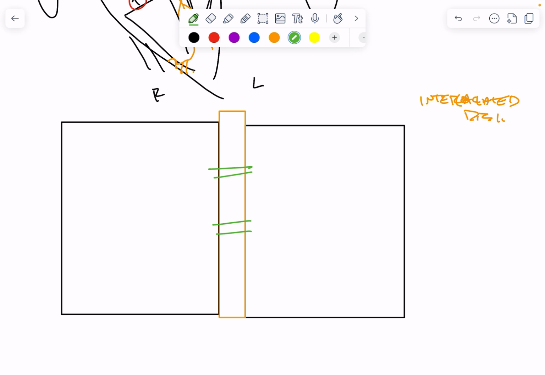These intercalated discs are what connect the individual heart cells to each other through cell junctions. In between the gap junctions are something called desmosomes. And desmosomes tightly connect the cells together. So what you'll have is essentially like this. You'll have a desmosome.